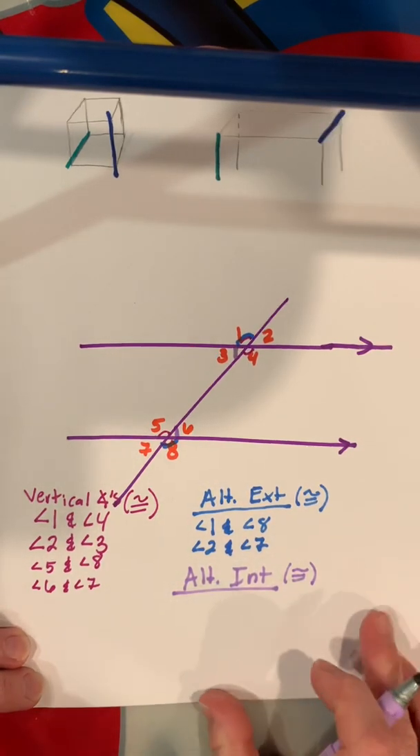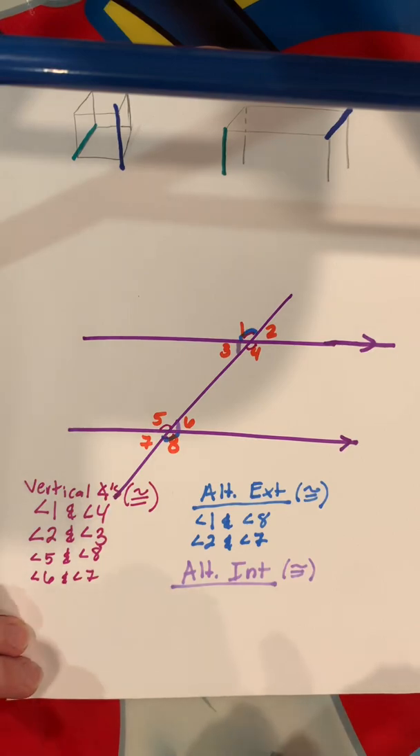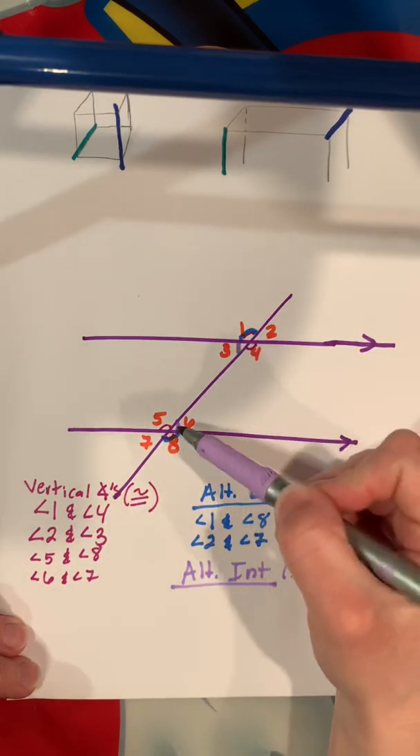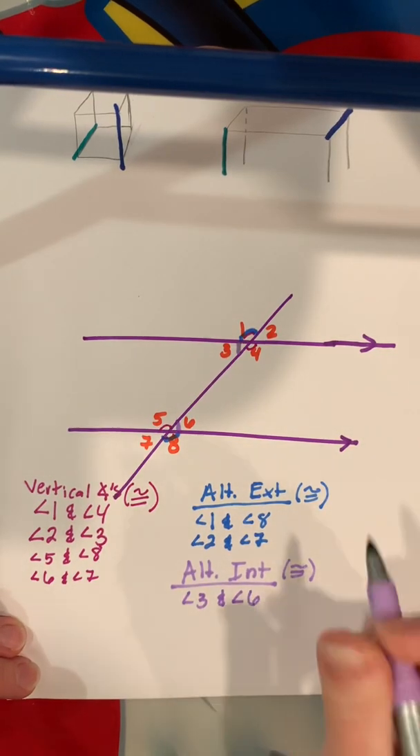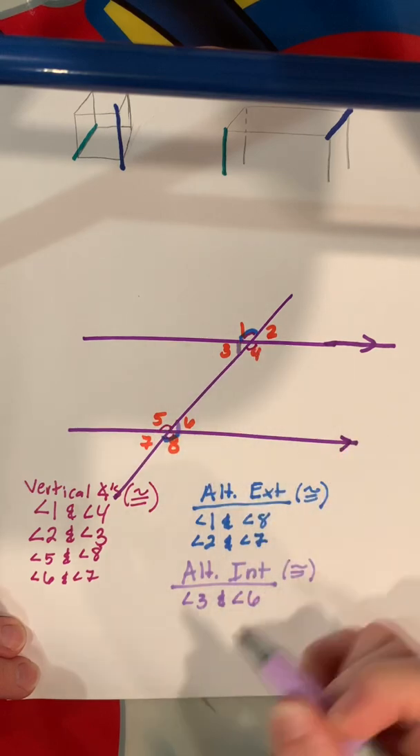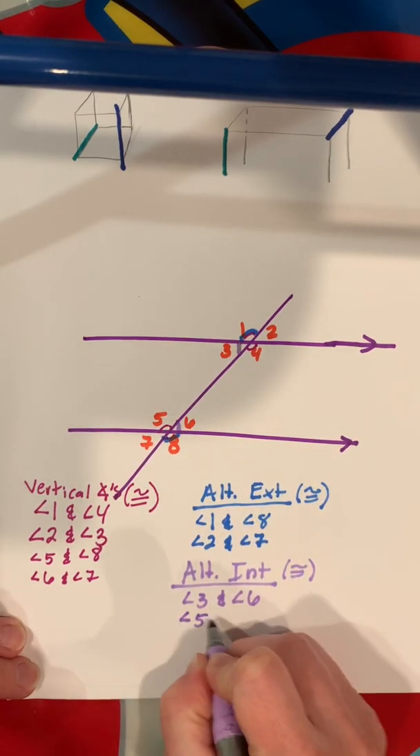Remember when we did those notes yesterday, we had 4 big angle relationships we talked about, and 3 of them are congruent. So angle 3 and angle 6 are alternate interior. And then that also makes angle 5 and angle 4 alternate interior.